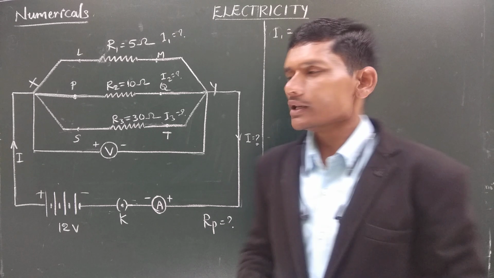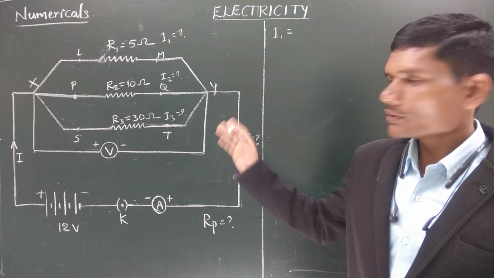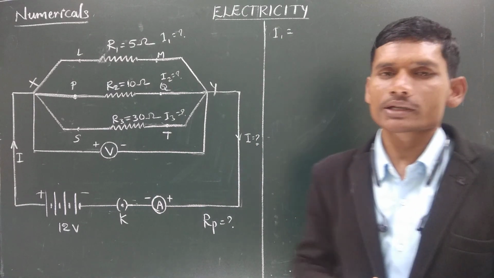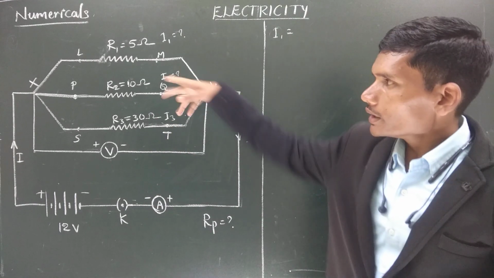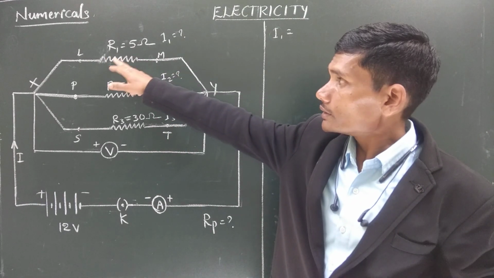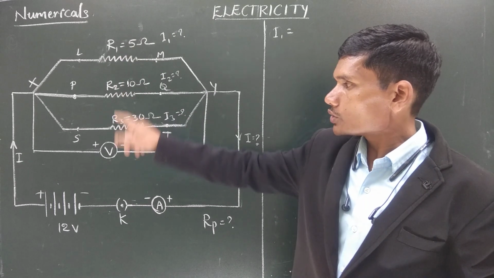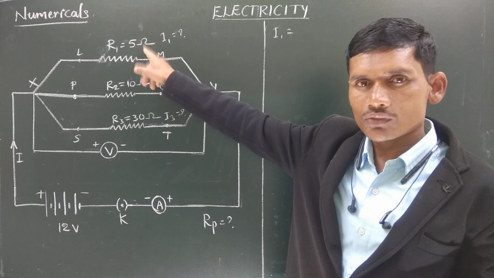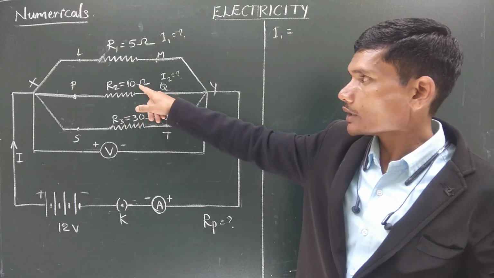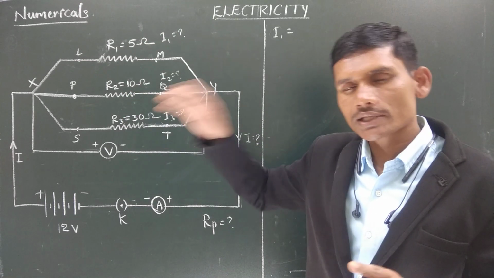Okay, dear students, in this problem, when you look at the problem, what all things can be calculated based on our previous learning? Let us try to assume here. R1, R2, R3 are already given: R1 of 5 ohm resistance, R2 of 10 ohm resistance and R3 of 30 ohm resistance.